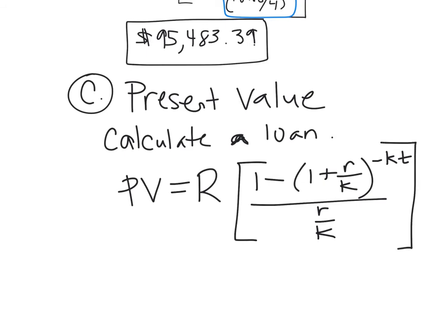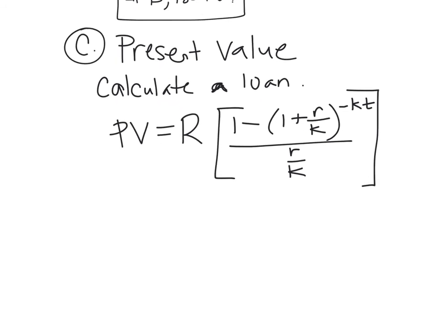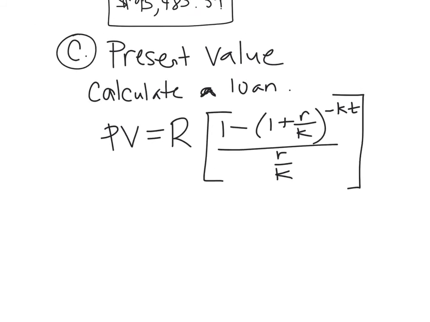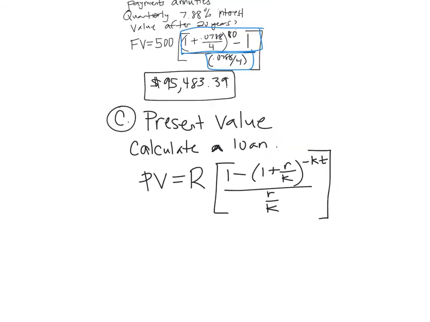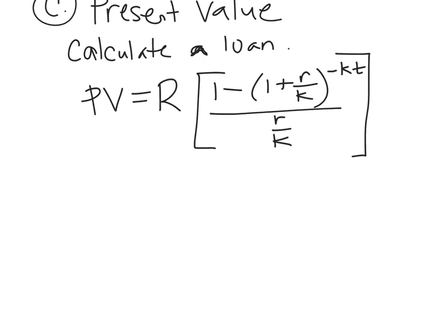Aren't you glad that I give that to you? I don't even memorize it. It's a lot similar to the other one. It's got a negative KT. The minus 1 is switched. Okay, so here we go. Last one. Number 4.